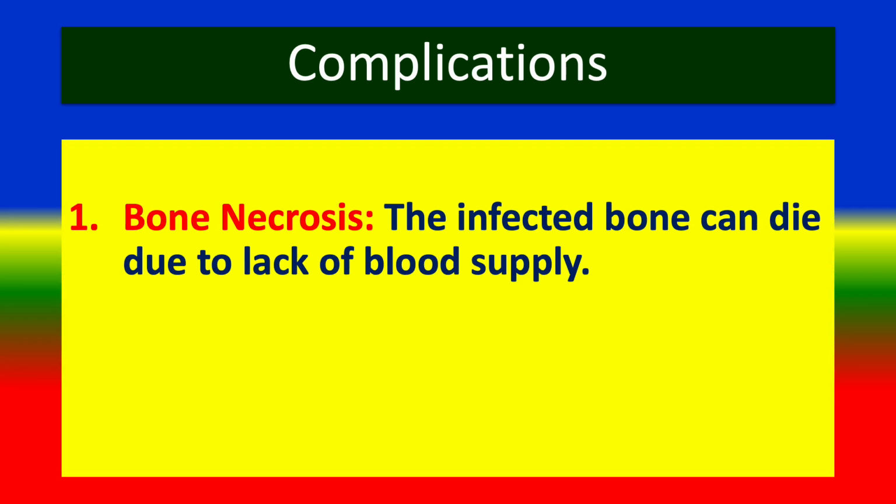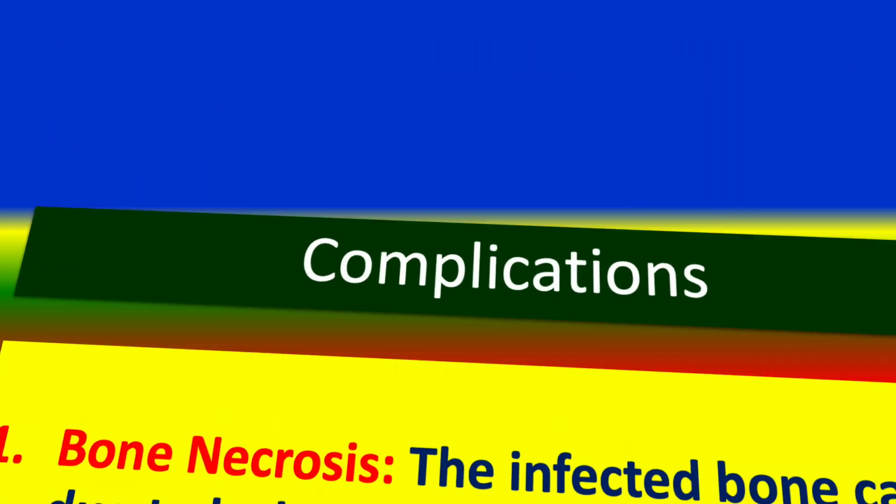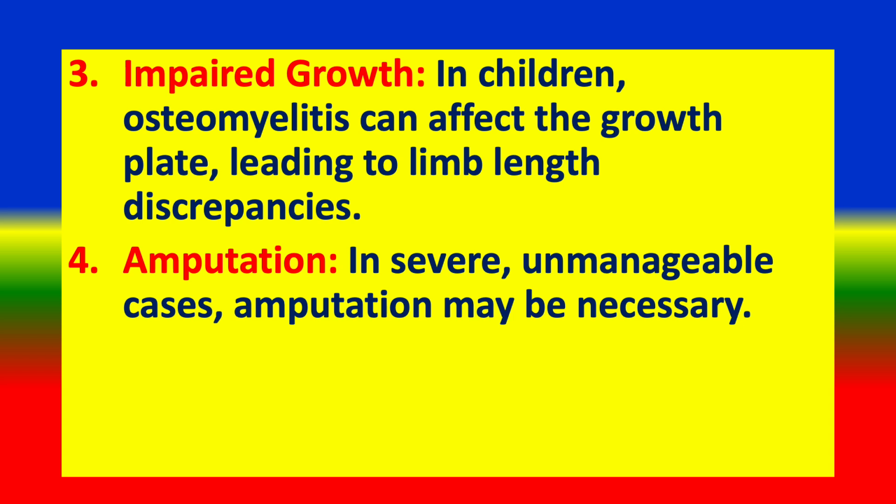Complications. 1. Bone necrosis. The infected bone can die due to lack of blood supply. 2. Septic arthritis. Infection can spread to nearby joints. 3. Impaired growth. In children, osteomyelitis can affect the growth plate, leading to limb length disturbances.